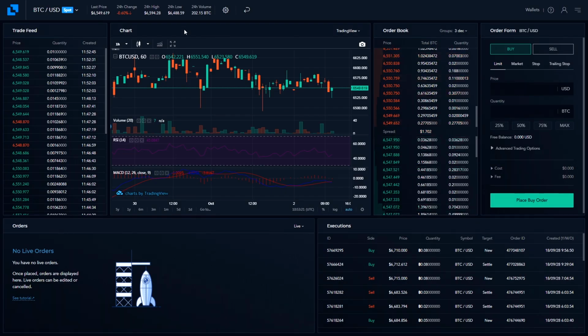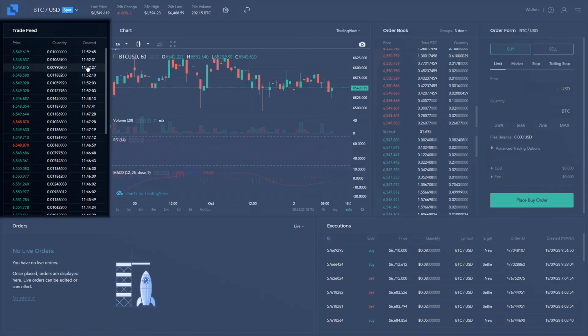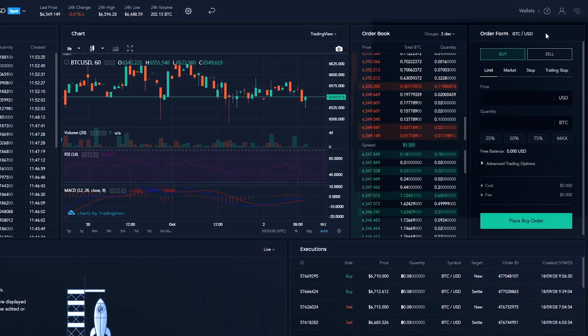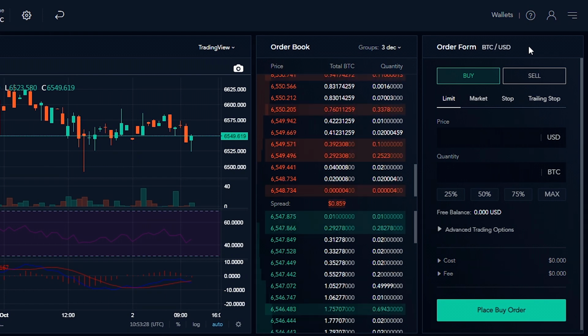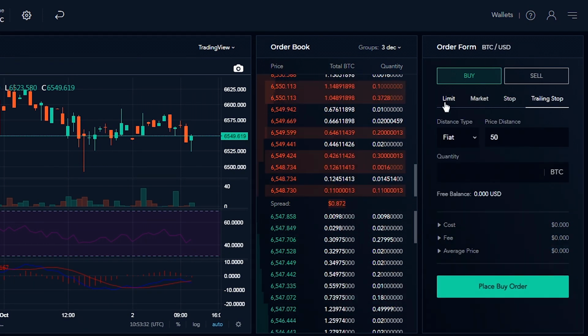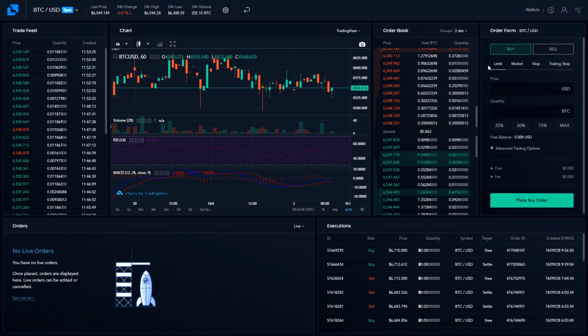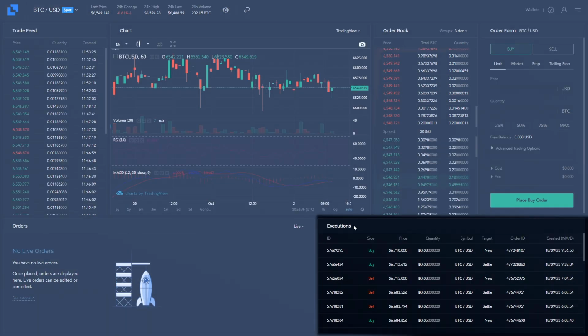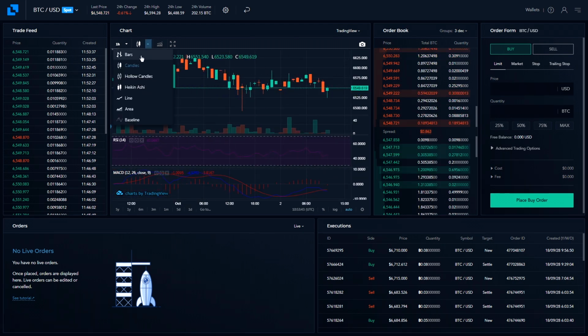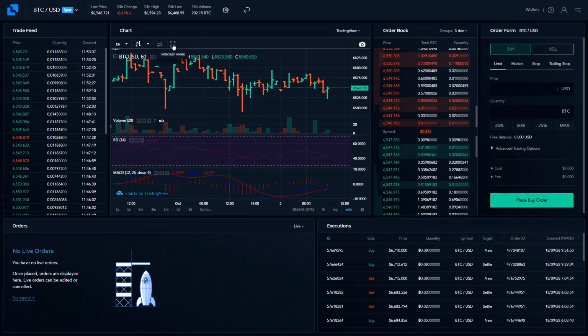On the default view, you will see the trade feed on the left, the chart in the middle, and the order book and order form on the right. In the order form, you have the options of limit, market, stop, and trailing stop orders. At the bottom, you can find your orders and executions. The charts are customizable, and you can even enter full screen mode to see the chart in detail.